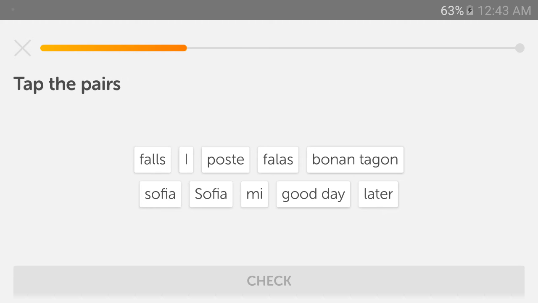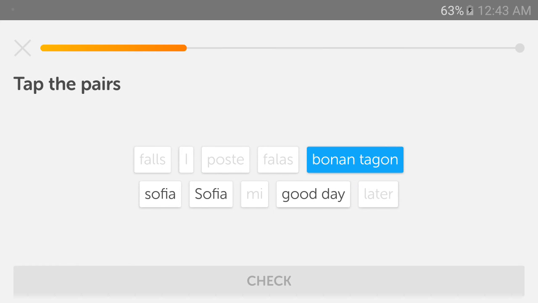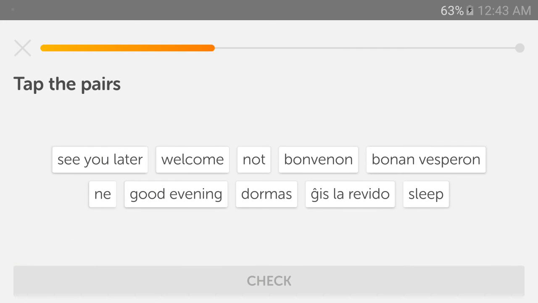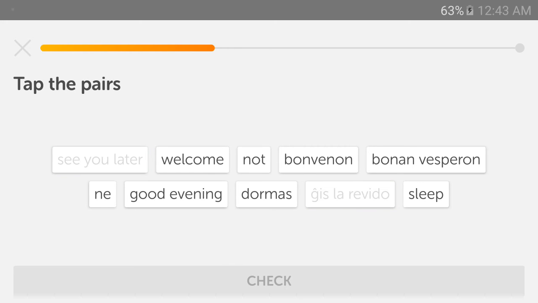Tap the pairs. Falls, fallas, I, me, poste, later. Bonan tagon, good day. Sophia and Sophia. She's a girl. See you later. That's how you say goodbye in Esperanto. It is basically gis la revido, which literally means until the next. You can also say a short version of that, like the equivalent of our bye, would just be gis, which is until.